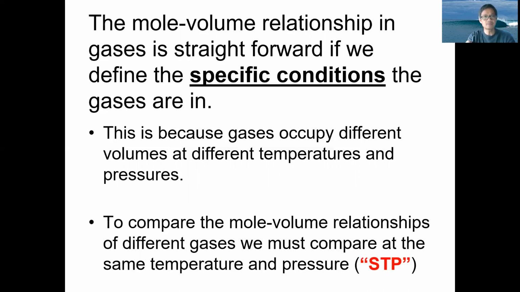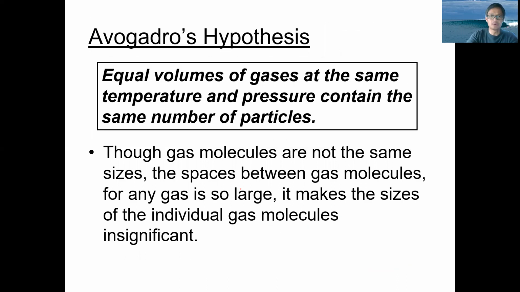What you need to know for this particular chapter is that we will specify a specific set of conditions of temperature and pressure, what we refer to as STP. At this particular temperature and pressure, the mole-volume relationship that we want to examine will be constant. That doesn't change, and so we can take advantage of that. So let's explore what happens here.